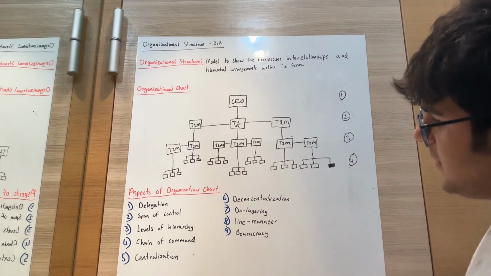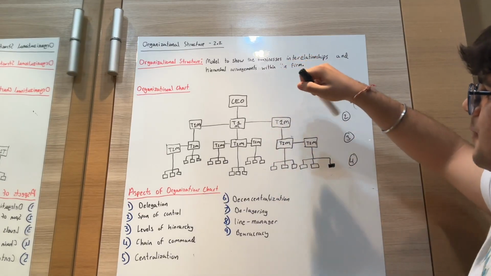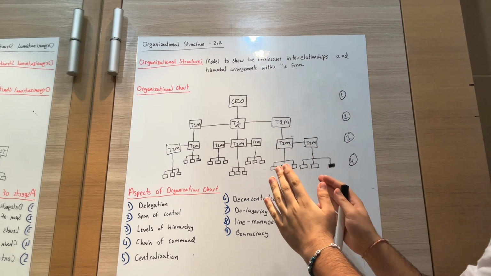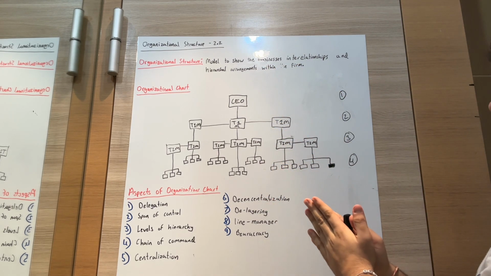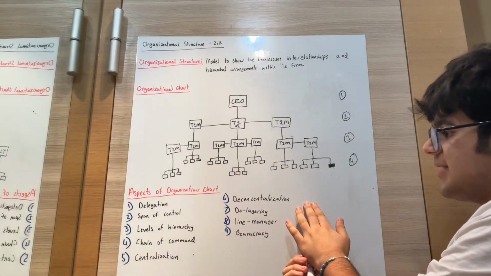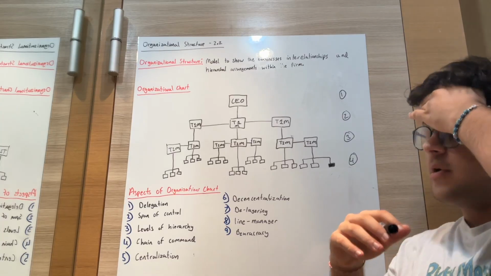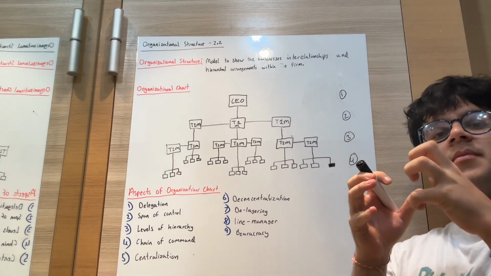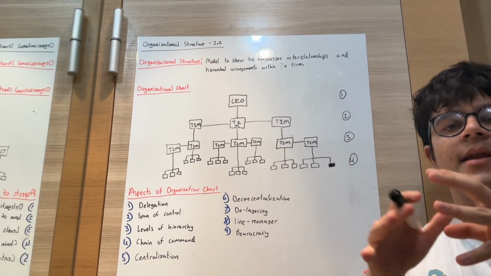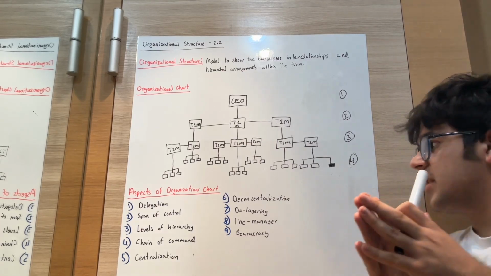So now, centralization. Now, if we look here, we can say this is not that centralized. So we have centralization and decentralization. Centralization is the aspect of all decisions being made through one manager, one centralized individual.